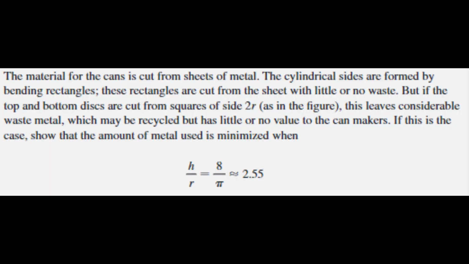We know that the materials for the cans are cut from sheets of metal. The cylindrical sides are formed by bending rectangles, and these rectangles are cut from the sheet with little or no waste. But if the top and bottom discs are cut from squares of side 2R, this leaves considerable waste metal, which may be recycled but has little or no value to the can makers. If this is the case, show that the amount of metal used is minimized when h over r equals 8 over pi, or approximately 2.55.